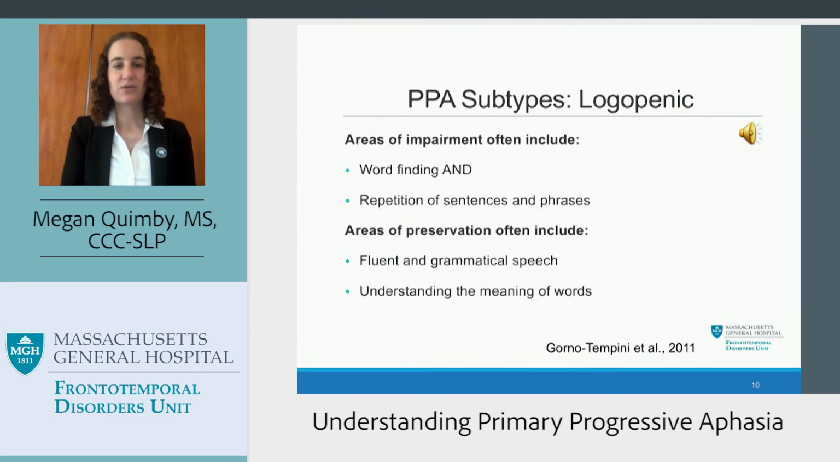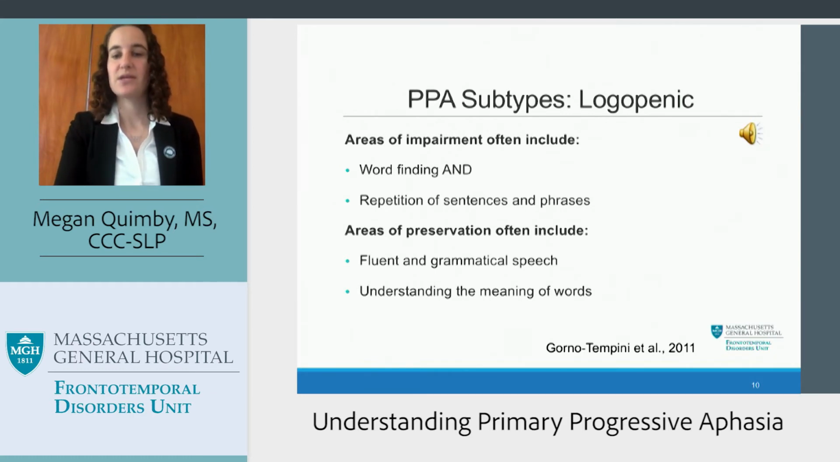They have a lot of difficulty repeating sentences and phrases, and that's because they have an impairment in something we call auditory verbal working memory. So difficulty keeping information in their head long enough to repeat the information back to the clinician. And they do not have difficulty understanding the meaning of words most times. So this is a sample of a logopenic patient describing the picnic scene.